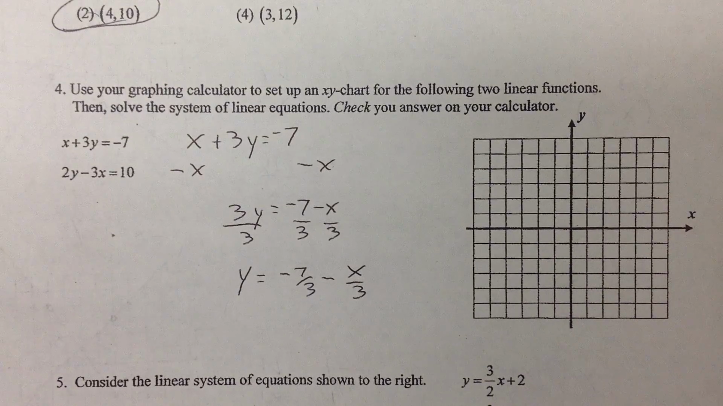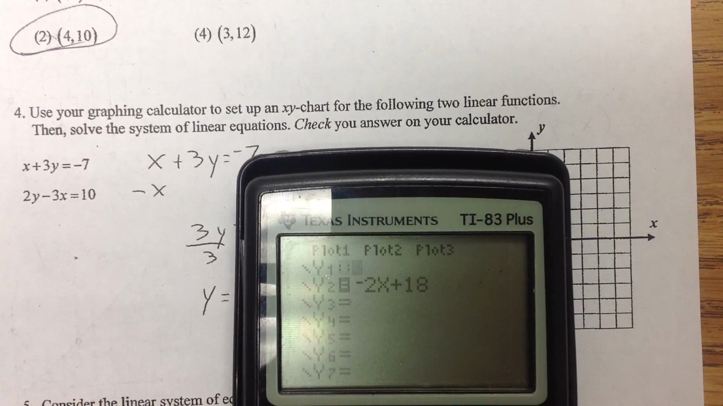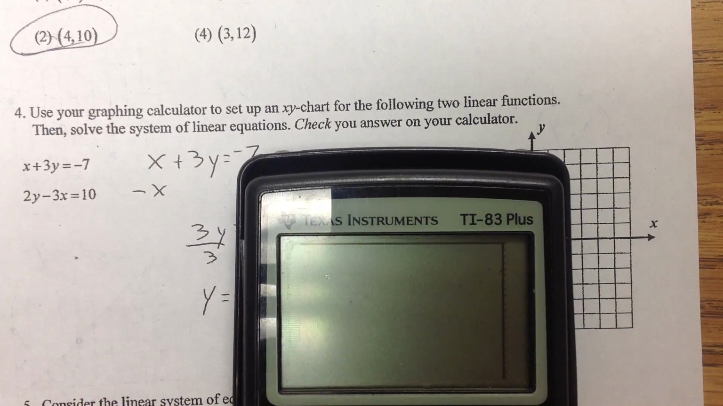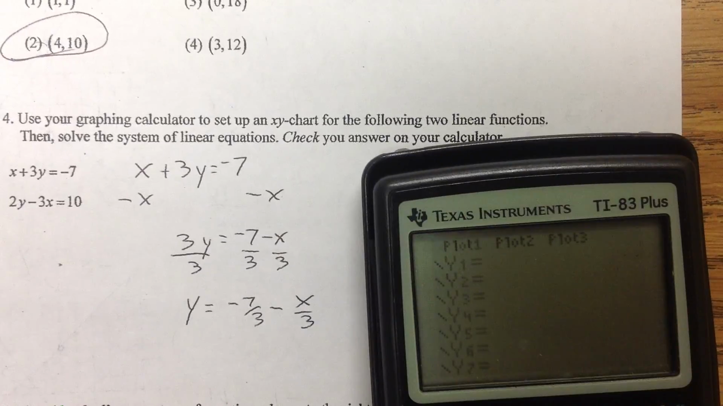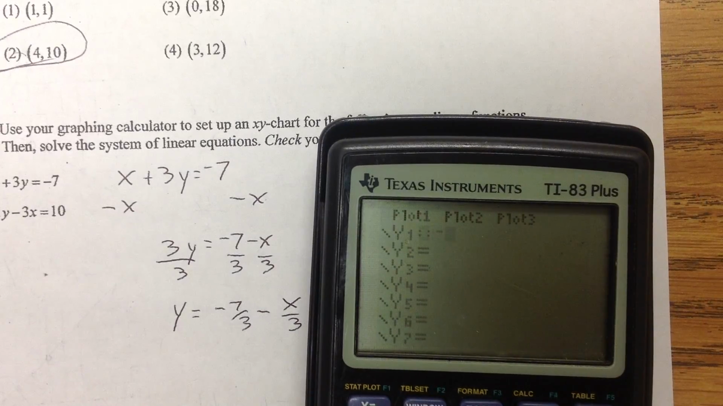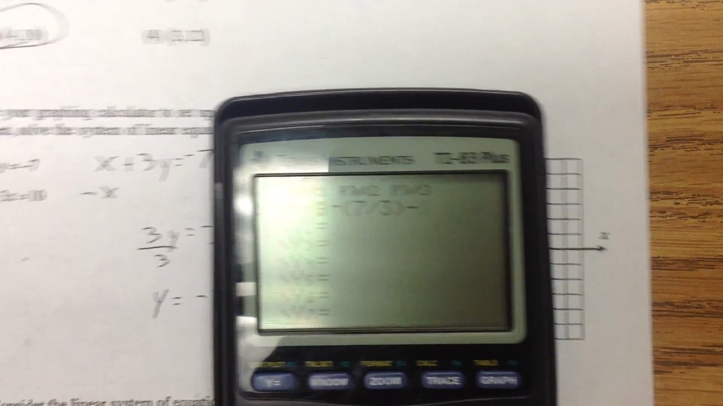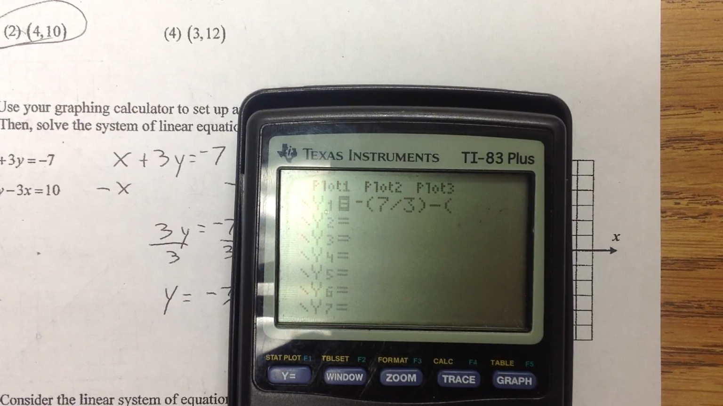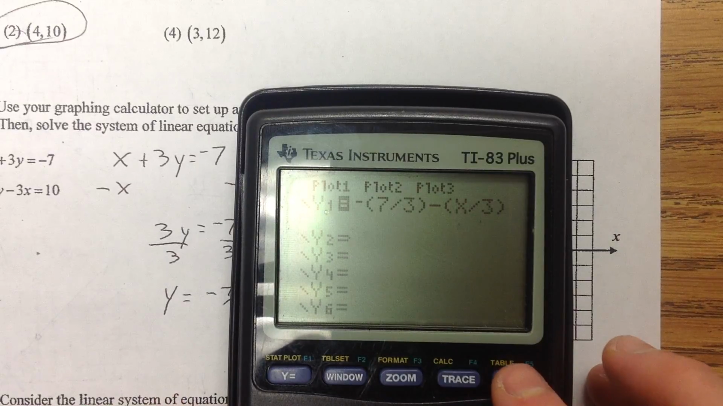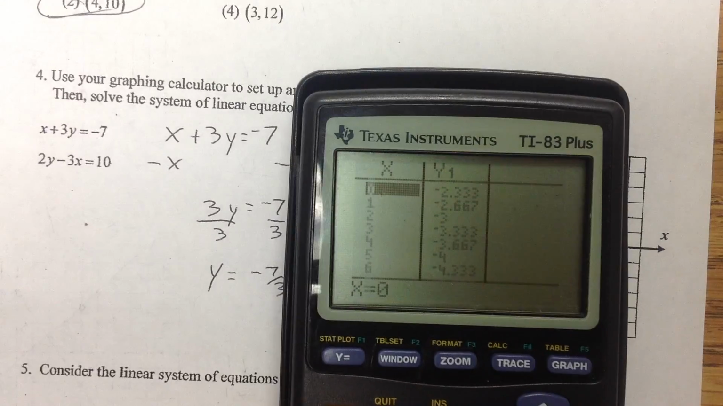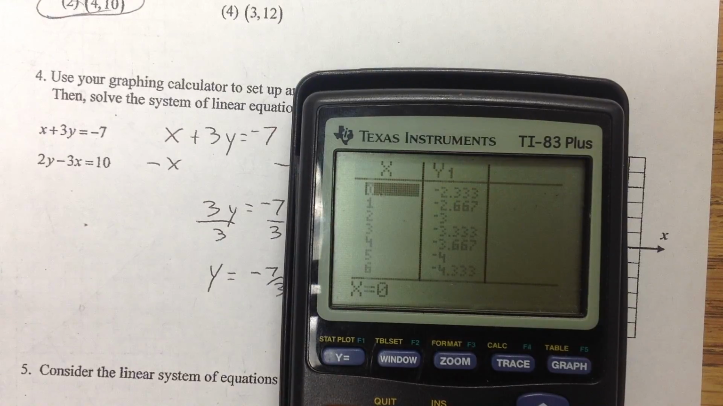All right, so we go to our calculator, we clear out those equations that are already in there, and we type in negative 7/3, let me put that in parentheses, minus x over 3. And then I can go to second table, and I get a whole list of points here.